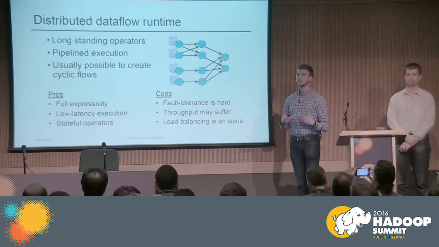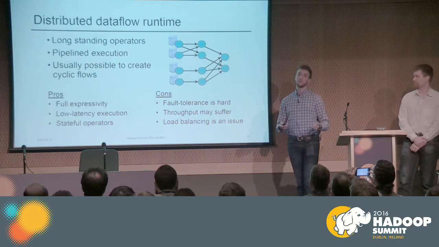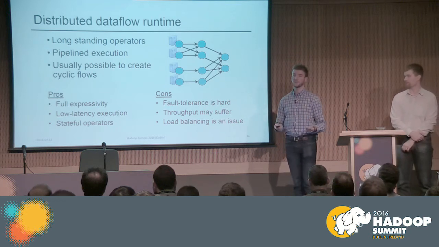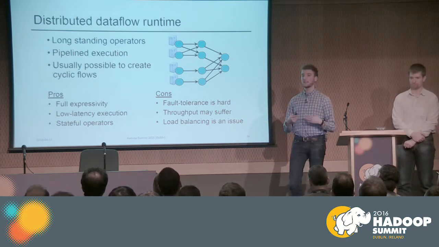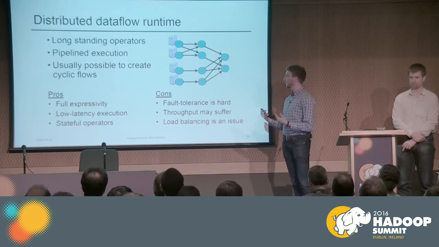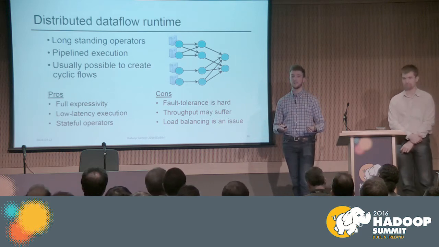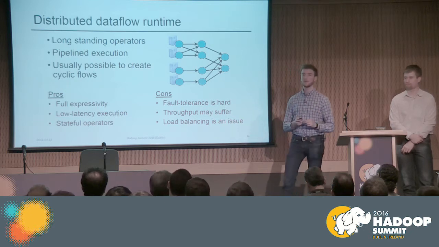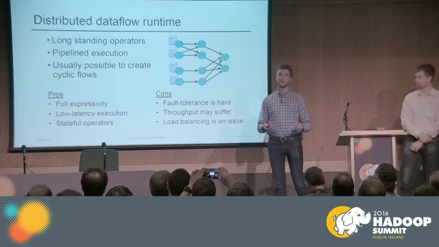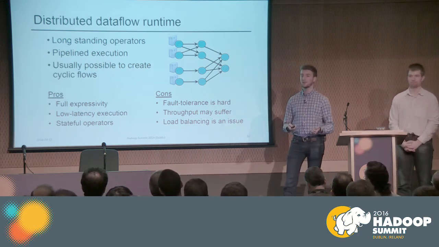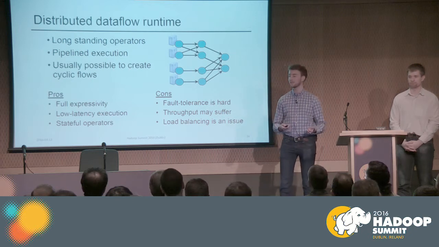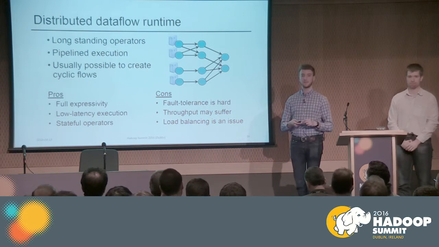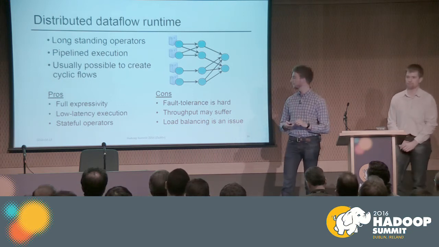So what are the advantages of this architecture? The first thing that is not obvious at first is that this architecture has full expressivity for the applications, meaning that in this architecture, you can express any computation, be it batch or streaming computation, with a little cleverness. Also, due to the pipeline execution, this naturally provides a low processing latency for the incoming elements. And also, we get stateful operators by default. As everything is up and running all the time, we can keep state there.